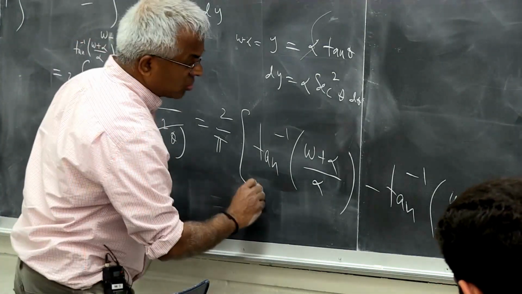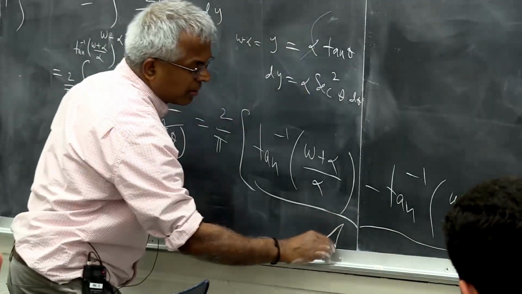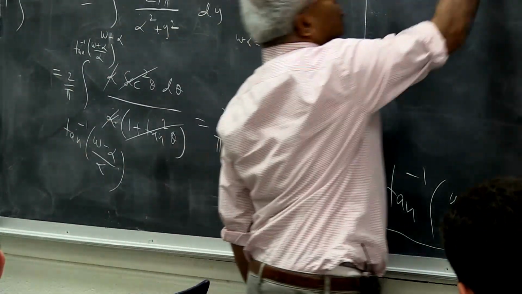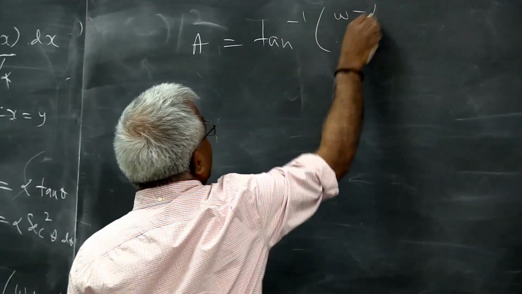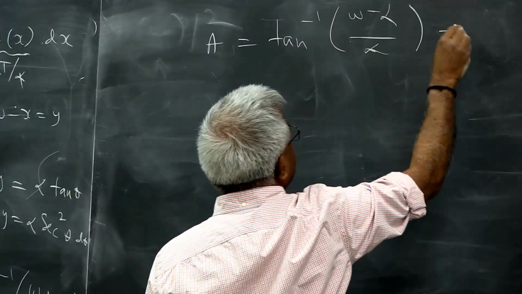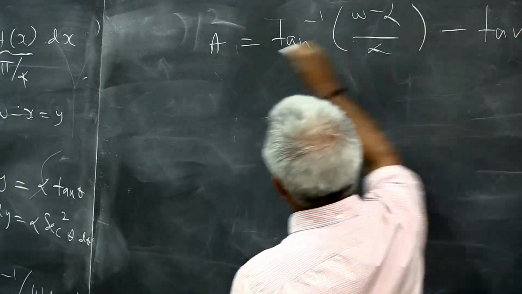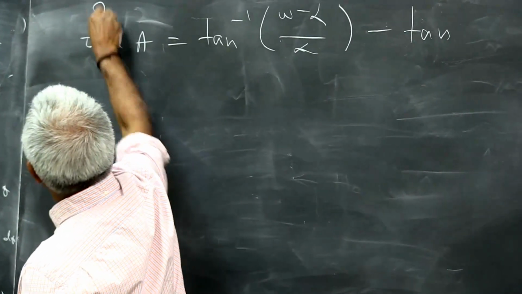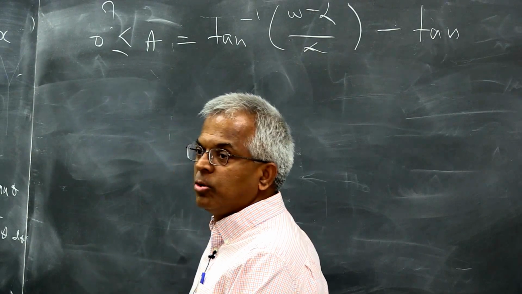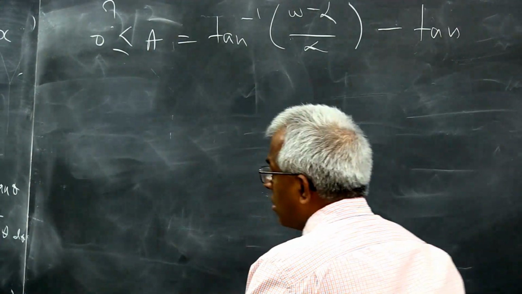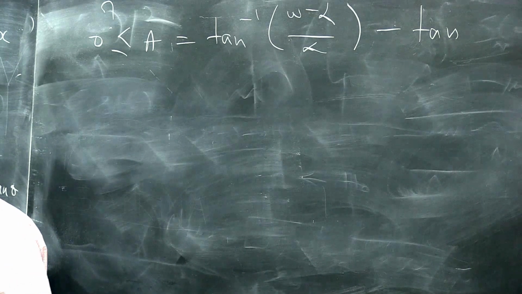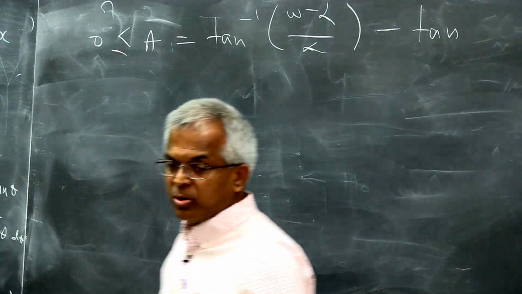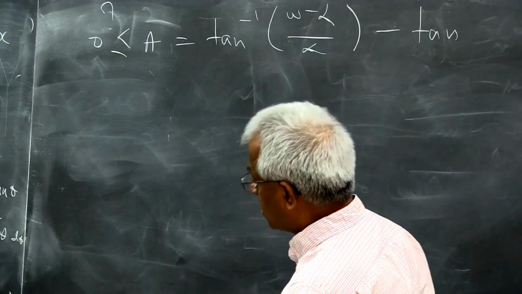So I'm going to call this whole quantity A. Let me call A to be tan inverse of (omega minus alpha) over alpha. This is what we want to check, whether it is positive or not. Remember how I got this? Because this is just a d theta, and d theta is theta, so top limit minus bottom limit, right?